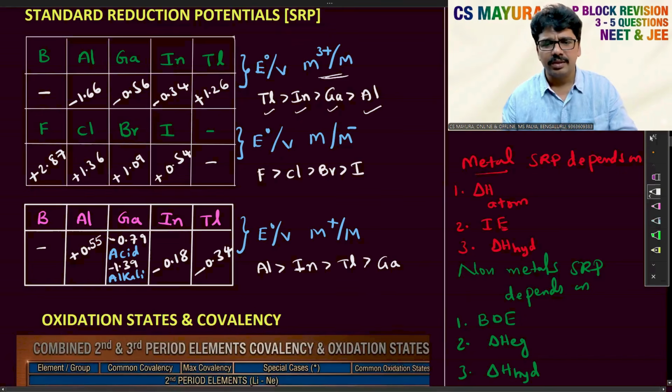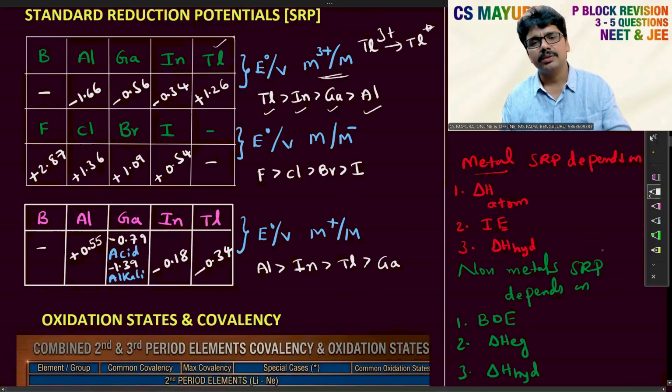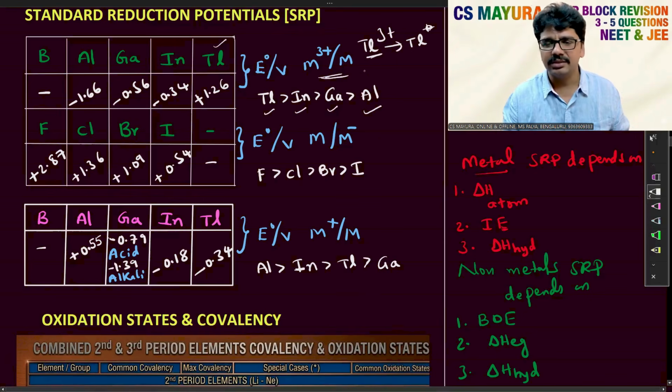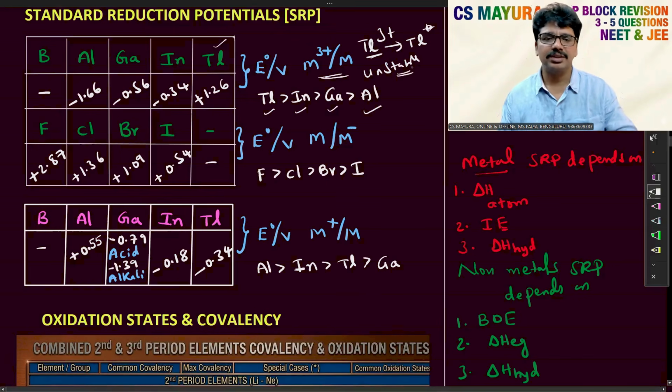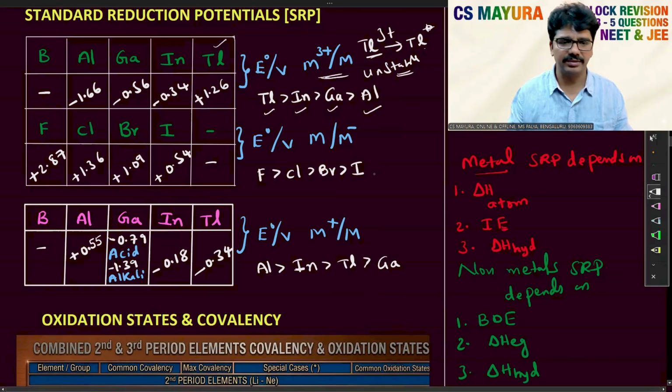For example, the highest +3 to +1 reduction potential value is for thallium. What does it mean? Thallium has a very high tendency to go from +3 state to the +1 state. It means Tl+3 is unstable. So these SRP values tell us the stability of the oxidation states also. Here, high SRP for thallium from +3 means the lower state is more stable compared to the +3 state of thallium. So this is how SRP explains the stability.